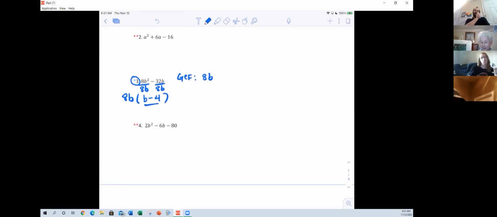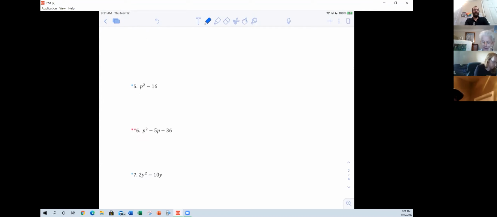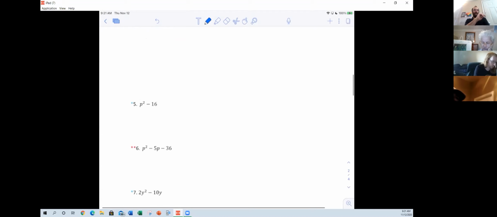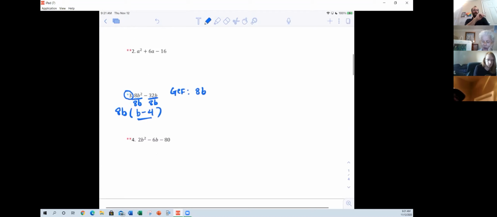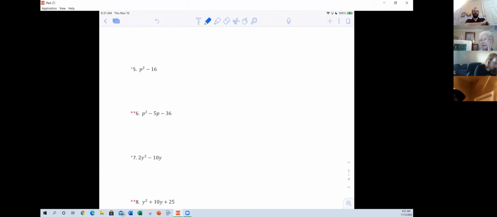Okay. All right, let's look at the next one. What about number 5? P squared minus 16. How would that factor? I think you missed one up there, number 4. Oh, I'm just doing the binomials. Oh, okay, never mind. How would you factor P squared minus 16? Same thing. Difference of perfect squares, right.